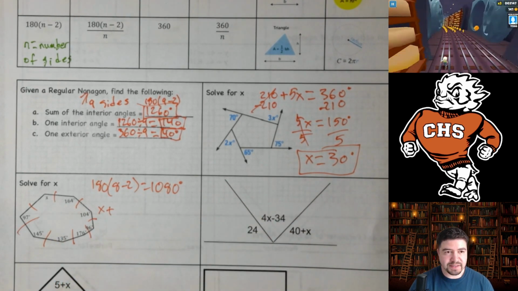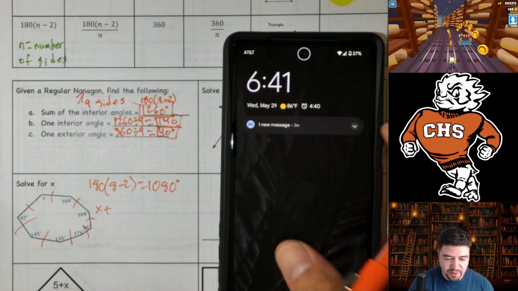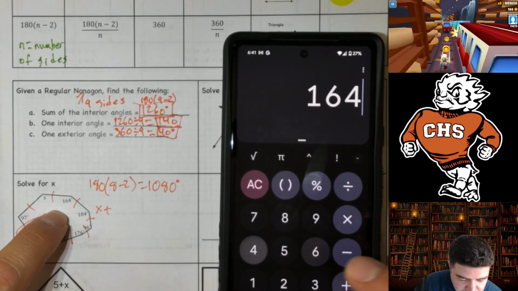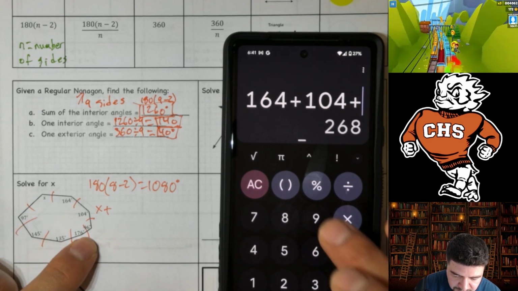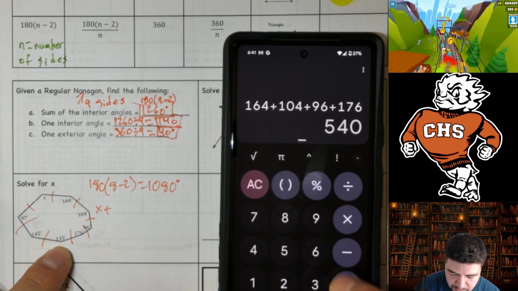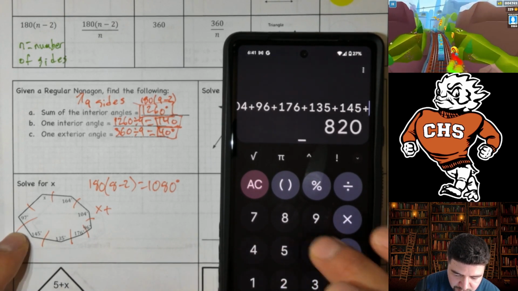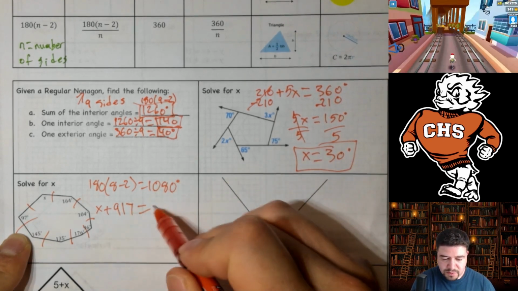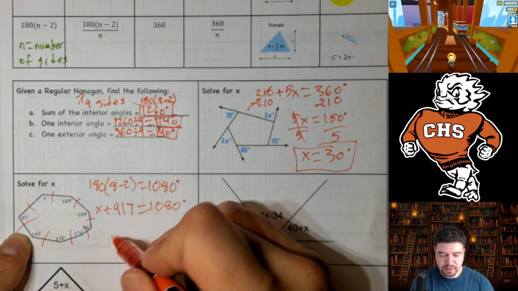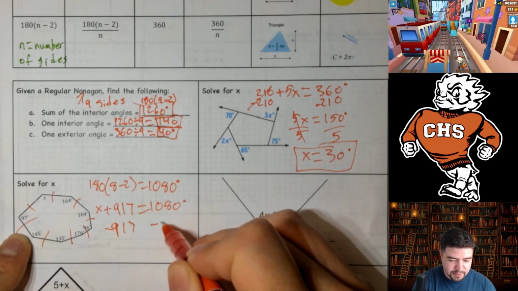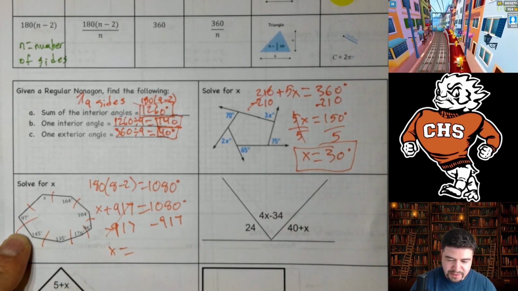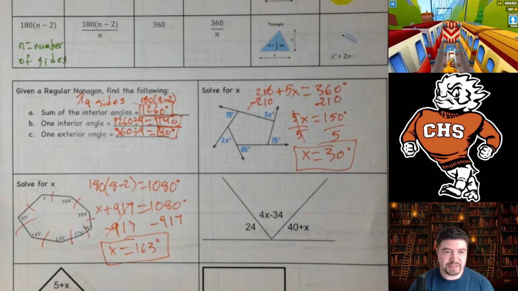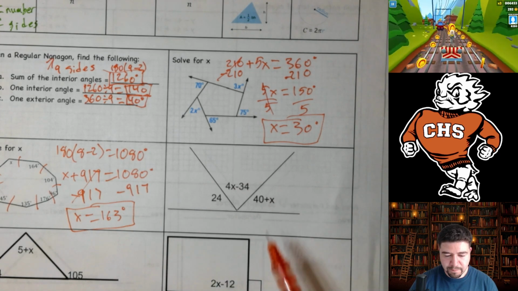I'm going to do x plus, using my calculator to add up all of the numbers here. We have 164 plus 104 plus 96 plus 176 plus 135 plus 145 plus 97. So that's 917 equals 1080. So again, just subtracting 917 from both sides, x is 163 degrees. Great. So moving on again.